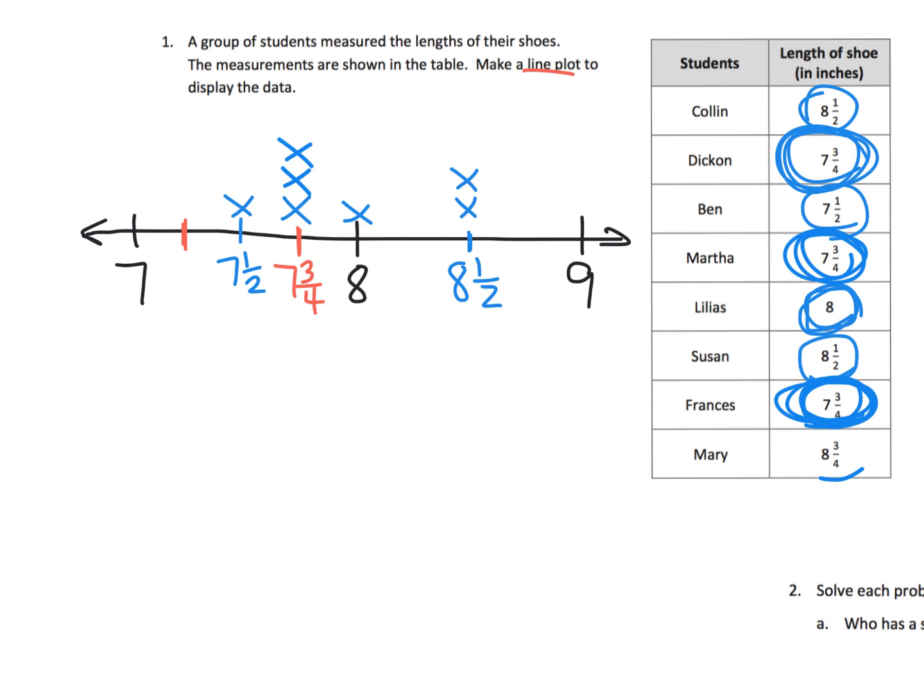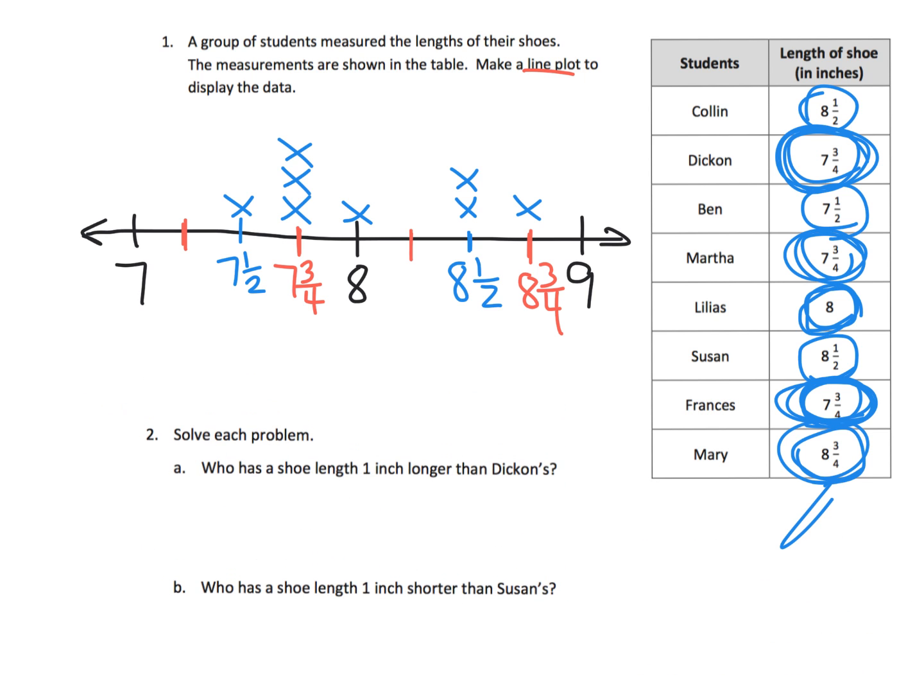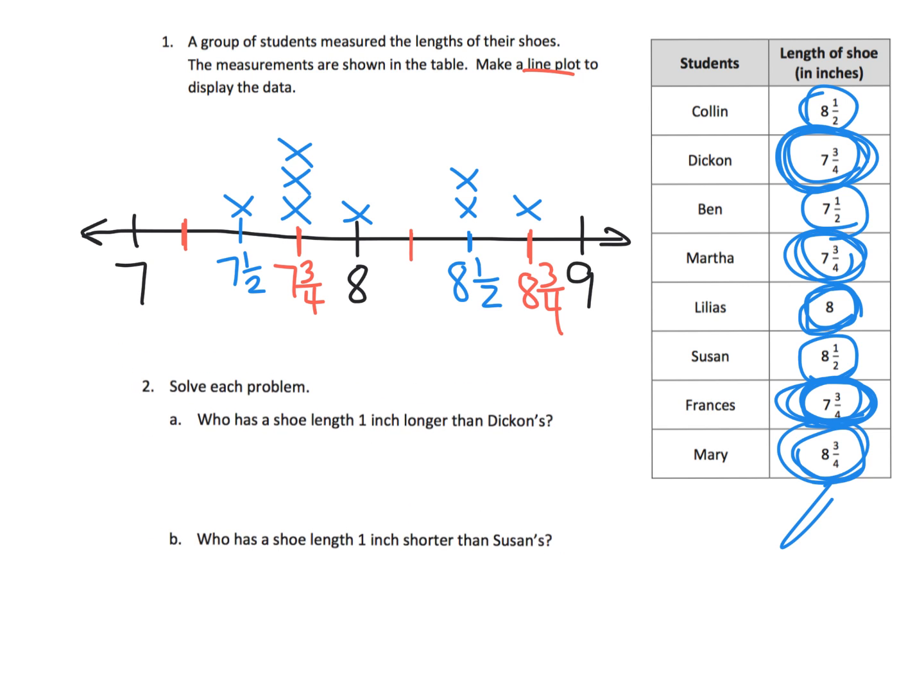And then lastly, 8 3/4. I need to cut this strip into 4 pieces, so I'm going to cut each half into 2 pieces, and we now have 8 3/4 right there. So this 8 3/4 goes right here. And now, once I've got everything properly plotted on the number line, I'm ready to answer any number of questions.